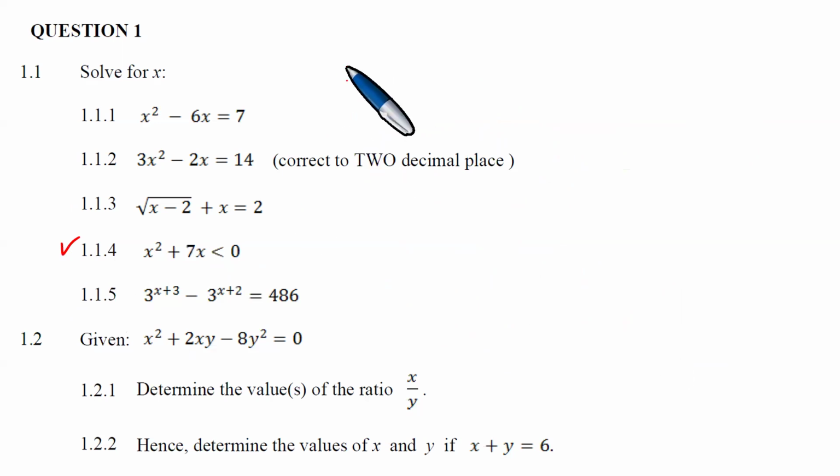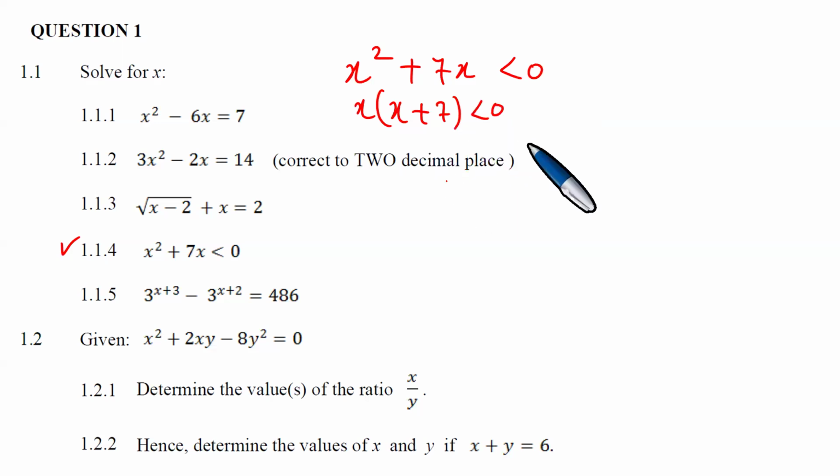But if you look at 1.1.4, with x squared, we factorize this. What are the factors of this, Tando? Oh, we factor out x. We factor out x, the highest common factor, and we're left with x plus 7 is less than 0. Next, what do we do?